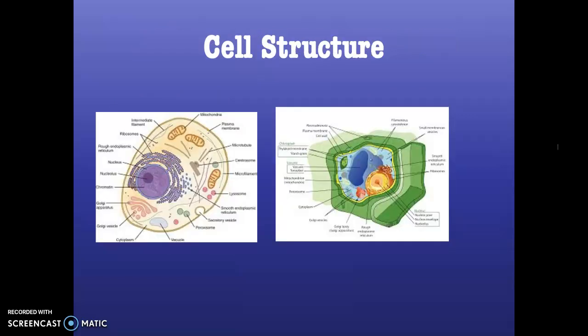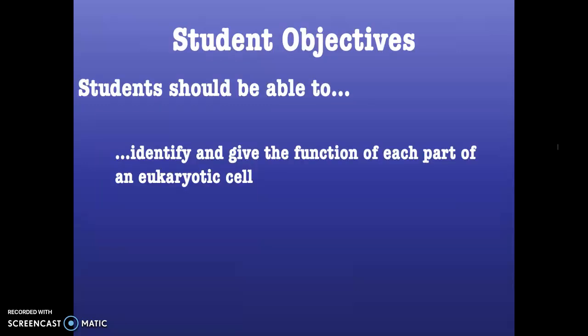Now, let's actually get into the structure of the cell. And as I said, we are doing eukaryotic cells here. Prokaryotic cells are much simpler and do not have all these parts. And like the videos I showed, I am going to start from the inside out. So, what should you be able to do? By the time you go through this, you should be able to identify and give the function of each part of a eukaryotic cell. That is what I would like you to be able to do. You will be doing some worksheets and some Gizmos to help reinforce all of this.